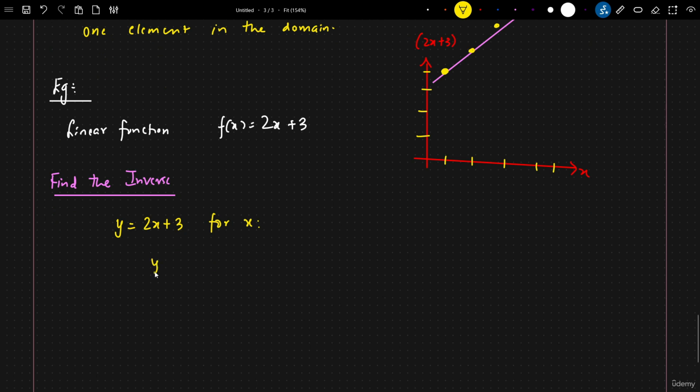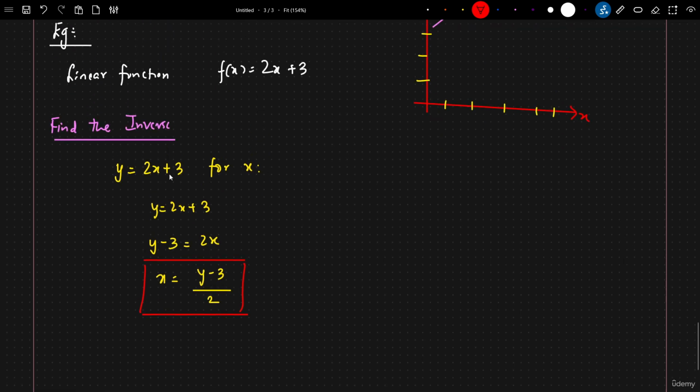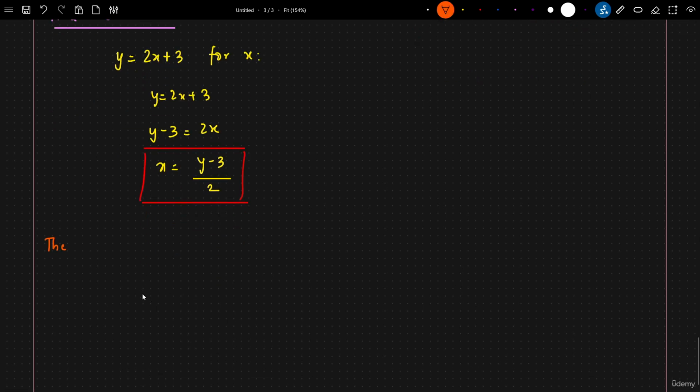Here I will write y is equal to 2x plus 3. Then y minus 3 is equal to 2x, taking the 3 over here. And finally, if I calculate x, it is nothing but y minus 3 divided by 2. So for any value, if I want to compute x, I just need to change this y value and get it. Once I get this x, since we are solving the equation for x, after we find this, I can go ahead and write the inverse function.